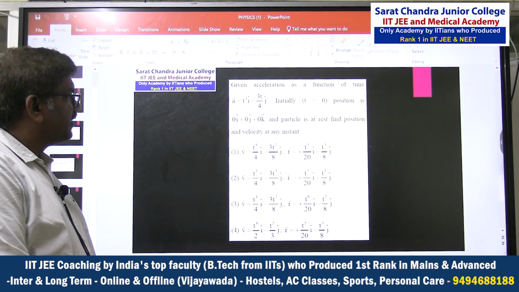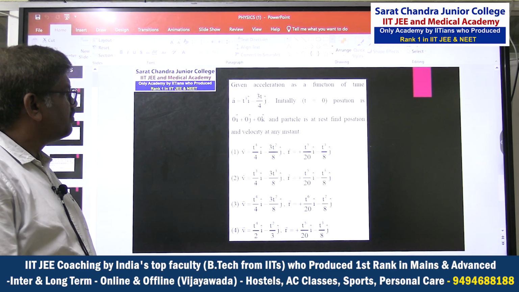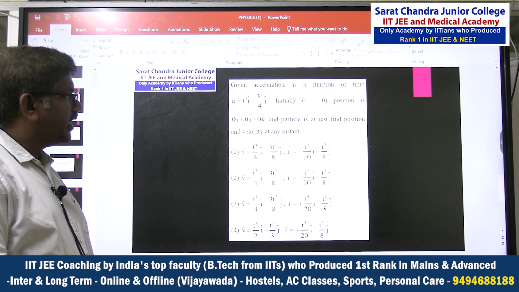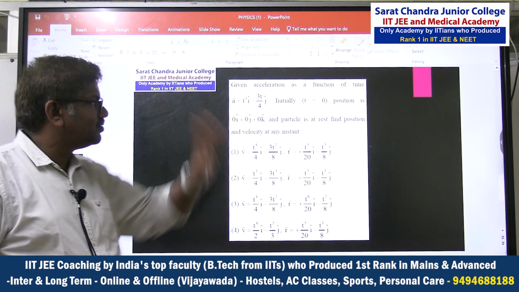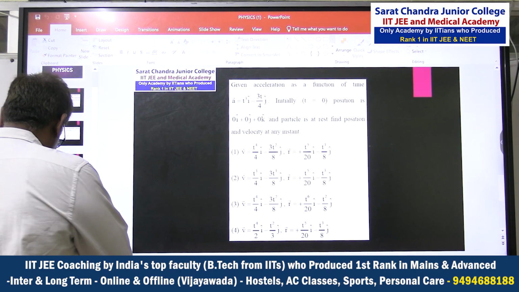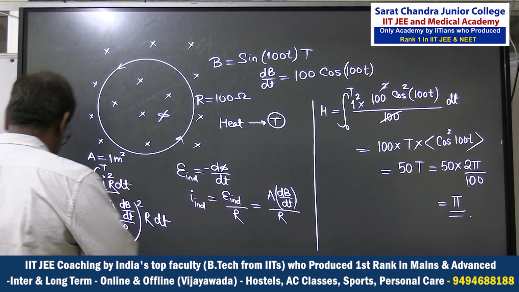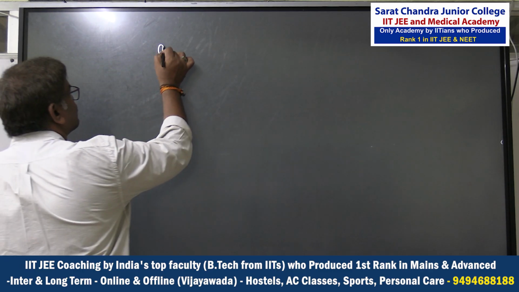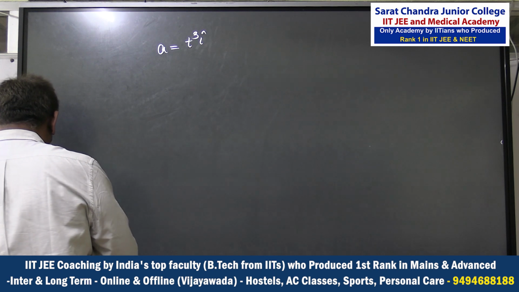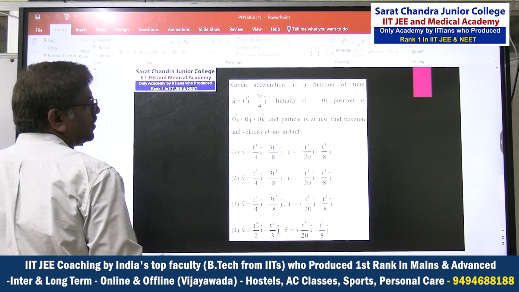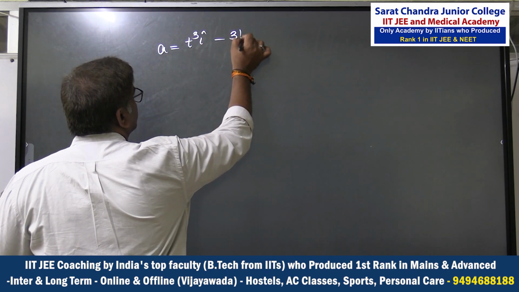Acceleration is given to you, and we have to find out the velocity and position as a function of time, right? The initial position is the origin, and the initial velocity is also 0. So let me write down this acceleration expression. A equals t cube i cap minus 3t by 4 j cap.